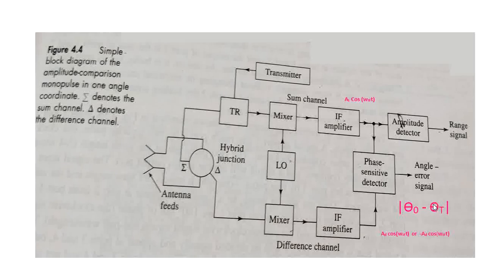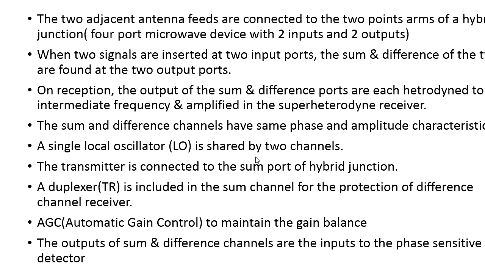So in order to achieve the angular error, we compare the difference signal with the sum signal, because the sum signal acts as a reference signal in order to calculate the angular error, so that we can rotate the antenna direction of the radar here. So this is the concept of the single angular radar here. This is the explanation of the block diagram, as I already told.